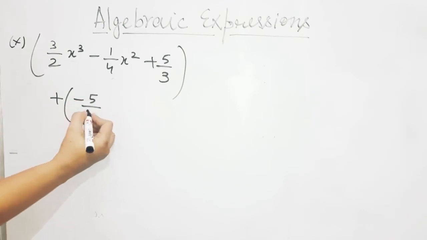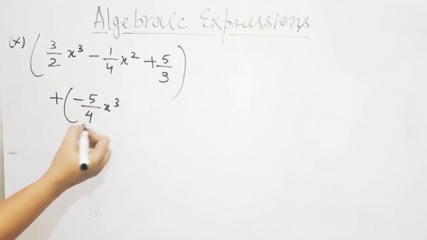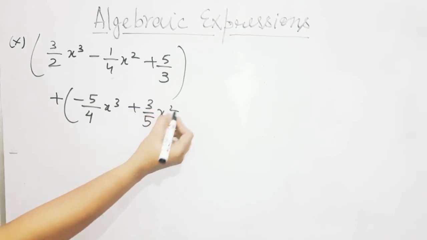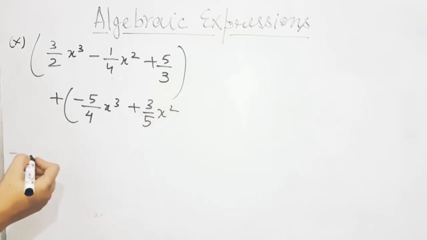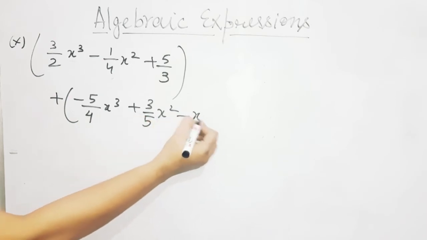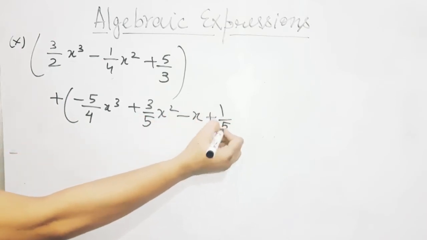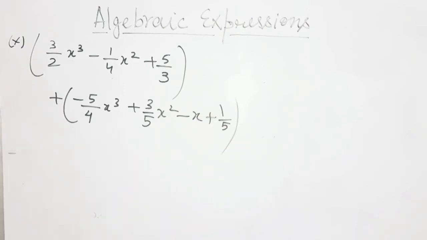Very good. 3 terms. Minus 5 upon 4 x cube plus 3 upon 5 x square minus x plus 1 upon 5. Now please tell me how many terms are there in this algebraic expression, students. Very good. You all are right. There are 4 terms in this algebraic expression.